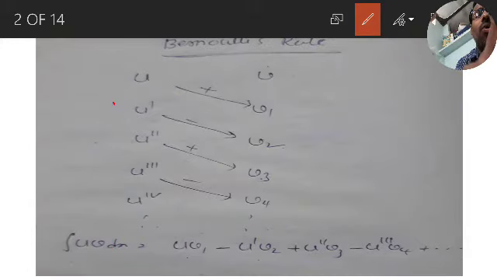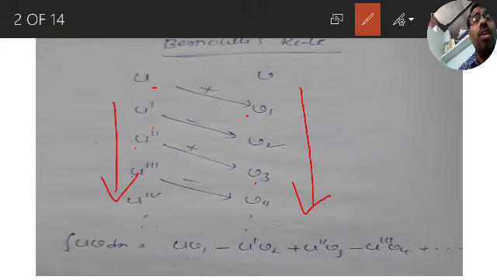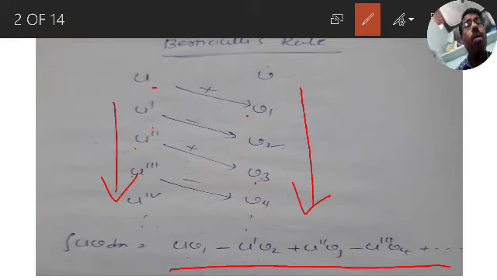For u, we are finding derivatives. For v, we are finding integrals. As shown in the slide, you cross multiply u into v1, minus u dash into v2, plus u double dash into v3, minus u triple dash into v4, like that. This is my Bernoulli rule. Are you getting what the Bernoulli rule is?